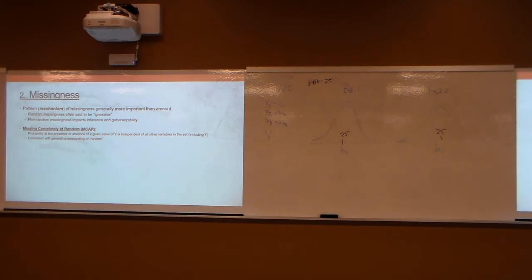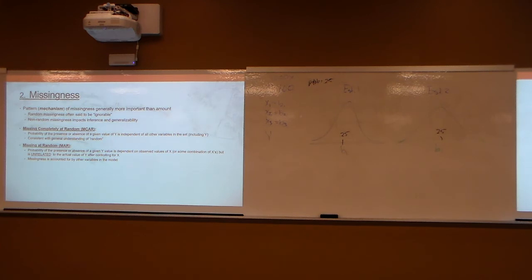Right. All right. So missing completely at random. This is something that we would say is a true random event. This is different than missing at random. If we have data that are missing at random, the probability of the presence or absence of a y value does depend on the observed value of x or some combination of x, but it's unrelated to the actual value of y after controlling for the predictors of the model.